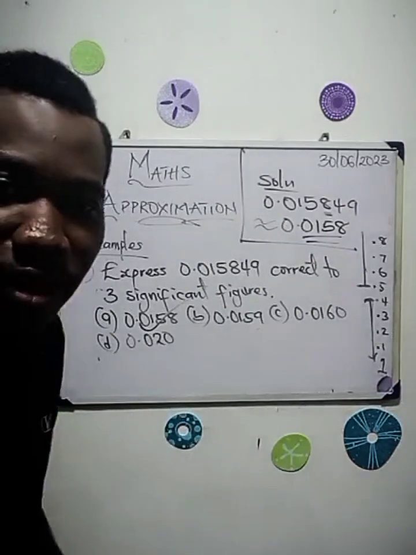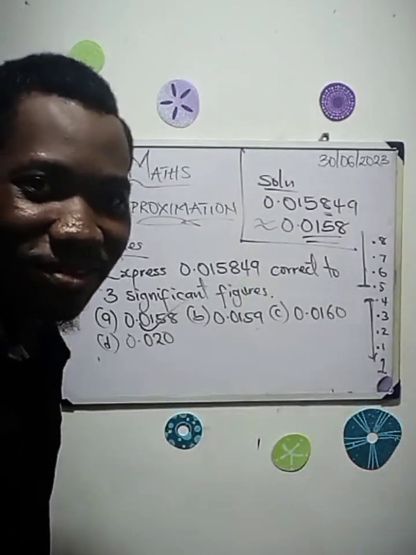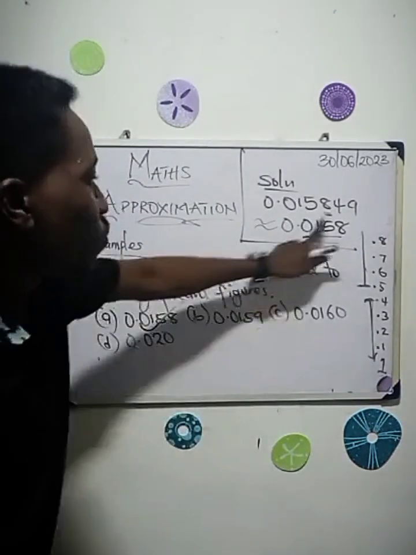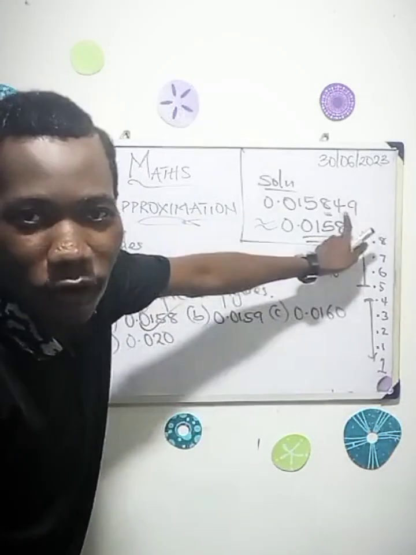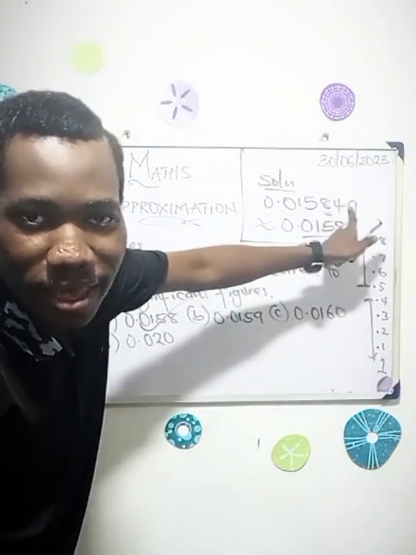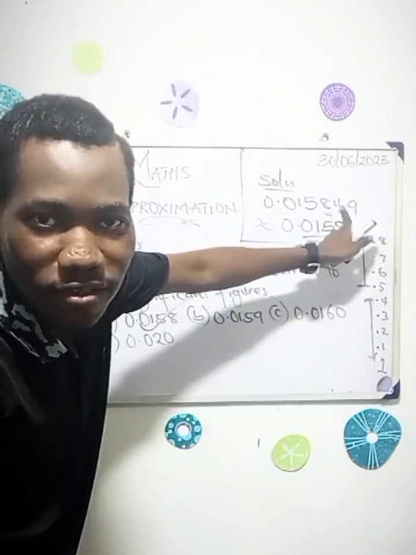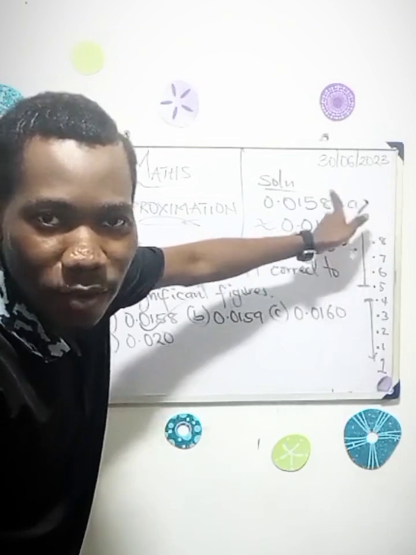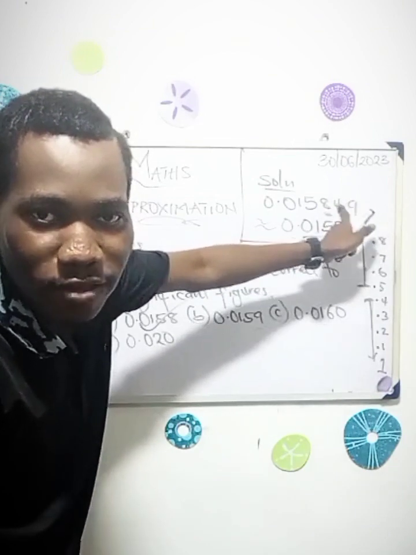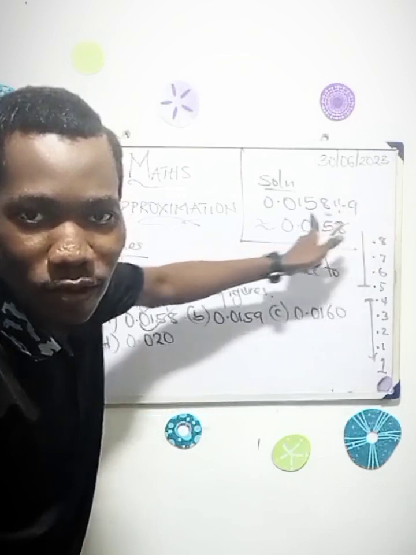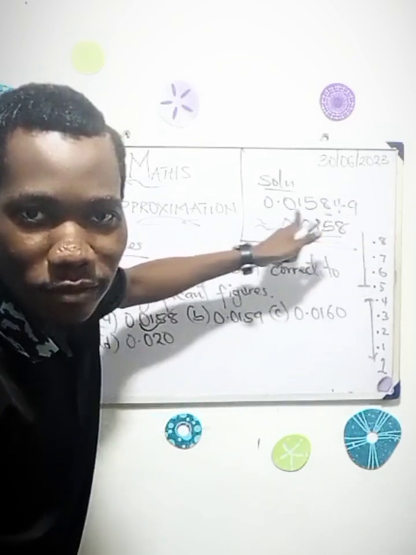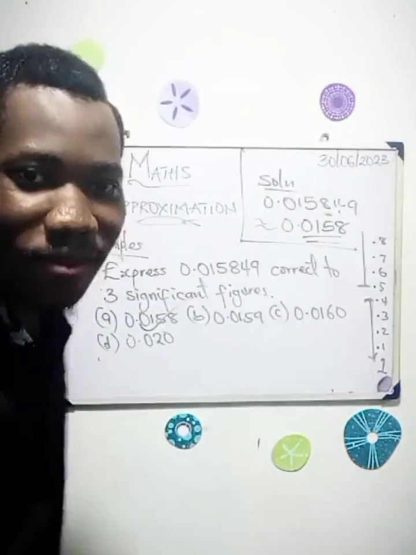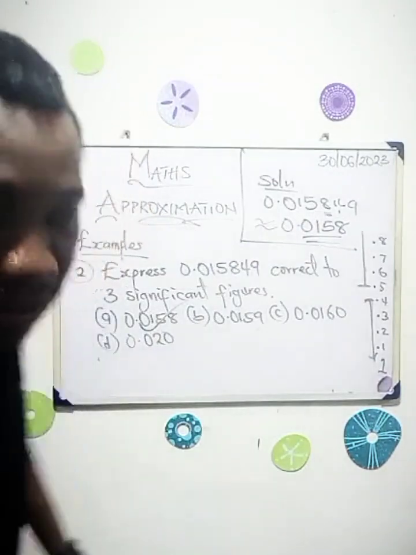Option A is the correct answer. Not B, because we rounded down. The next number is 4, so we did not add anything. If this were to be 5 or 6 or 7 or 8 or 9, we would add 1 and it becomes 9. But in this case, we are not adding anything. So we have just this, alright? So it becomes 0.0158. Yes. Let's see another one.